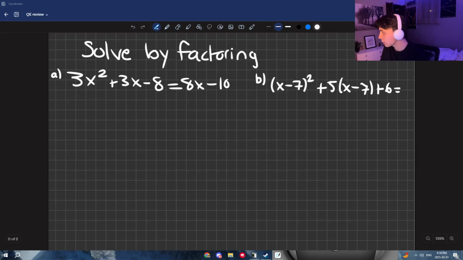Hey everybody, today we're going to be doing some Unit 2 review on quadratic equations. So let's get straight into it. It says solve by factoring, and we've got to solve this.